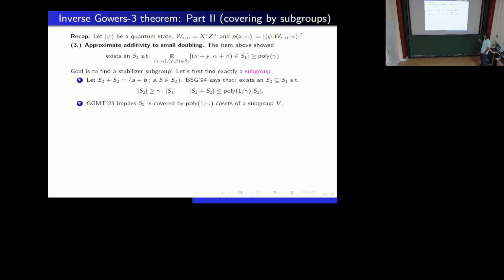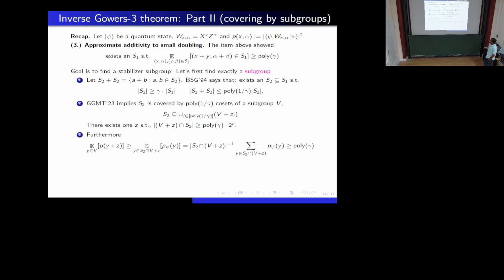Then you can use this result of Gowers, Green, Manners, and Tao, where they show that if S2 had small doubling constant, S2 can be written as a union of cosets of a subgroup V. I think I'm running a little bit out of time, but so then we use the GGMT, and you have S2 covered by cosets of a subgroup V, and using some calculations, one can show that if you look at this P function, which is just a characteristic distribution of my unknown quantum state, inside the subgroup V, this weight is actually pretty large.